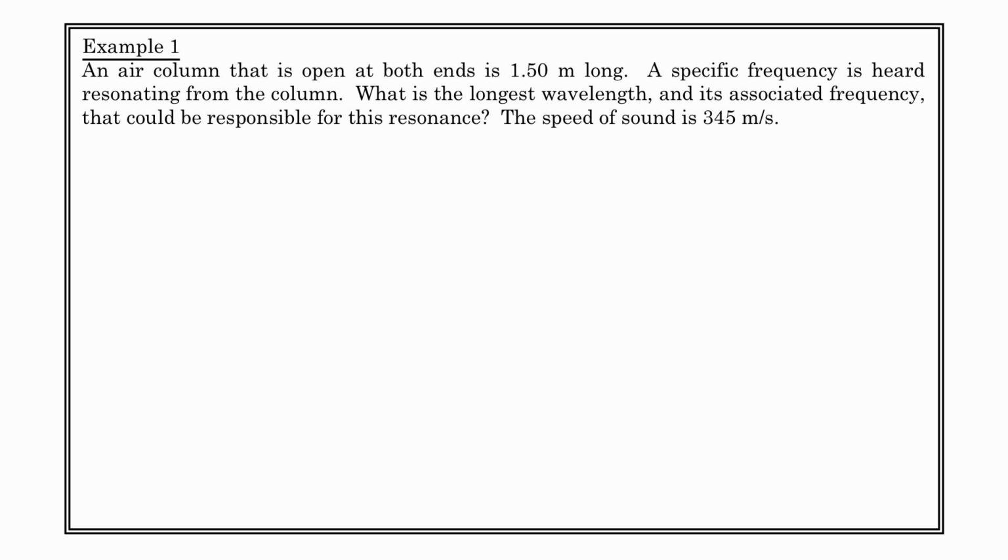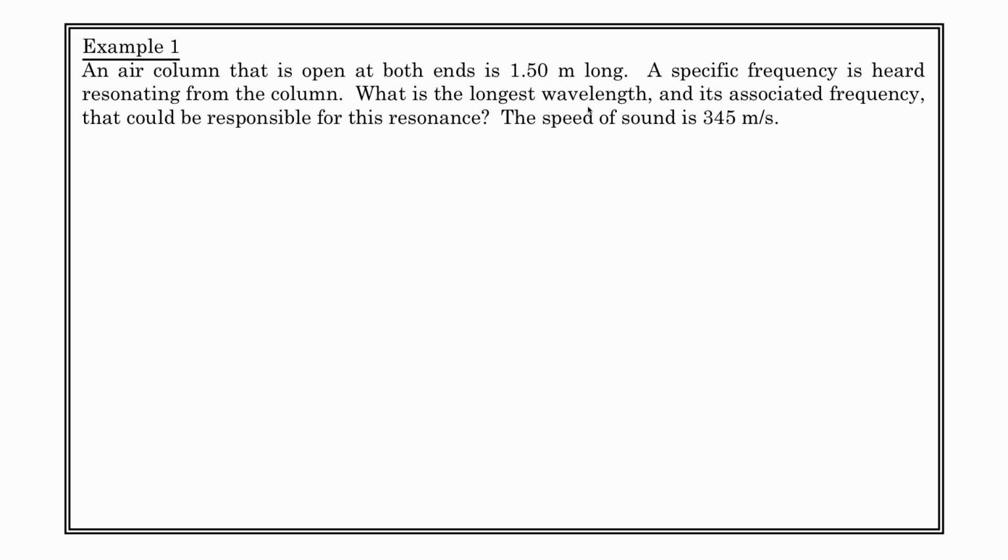An air column that's open at both ends is 1.5 meters long. You'll see right away that this question specifies it's an air column, it's a tube, it's open at both ends. So I know which formulas I need to concern myself with. So this is all about unpacking the problem, understanding that this concept of a tube that's open at both ends relates to specific mathematics, and then I'm being given a length. A specific frequency is heard resonating from the column. What is the longest wavelength and its associated frequency?